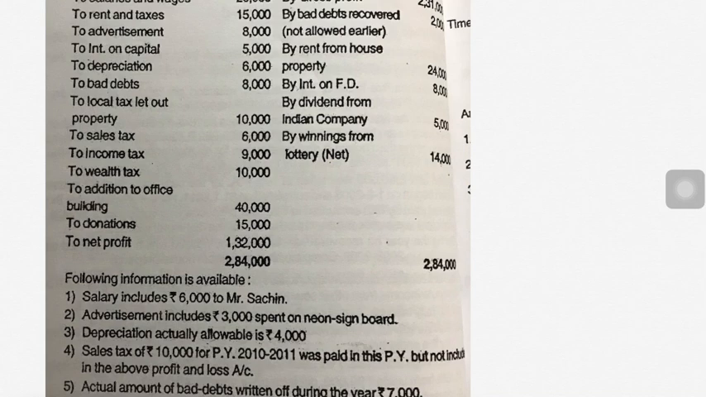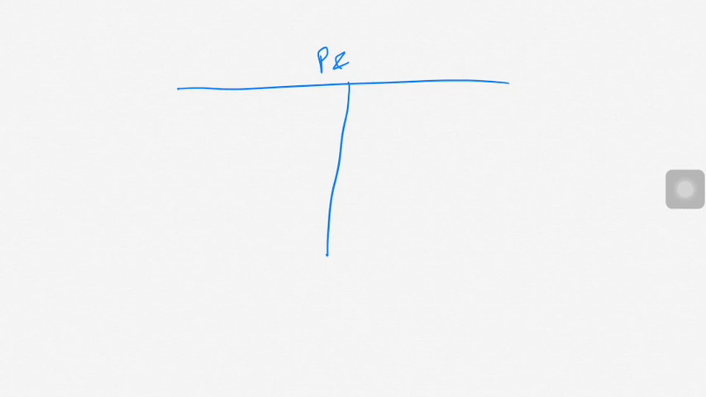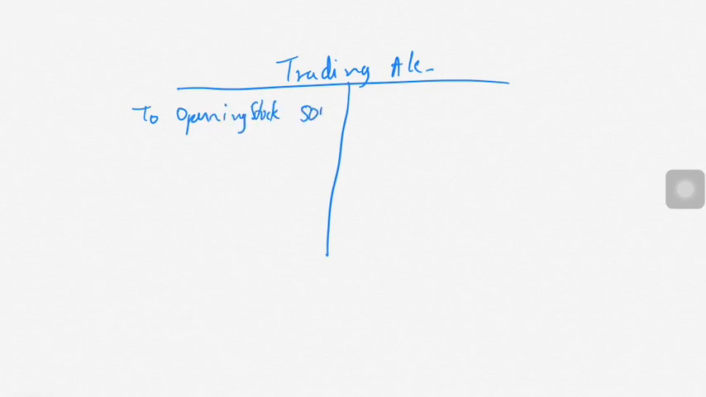Next, the opening stock rupees 50,000, which was undervalued by 20% by Mr. Sachin. Okay. Now what you are supposed to do. Now this is my P&L account, or I'll say this is my trading account. This is my trading account. I write to opening stock, 50,000.